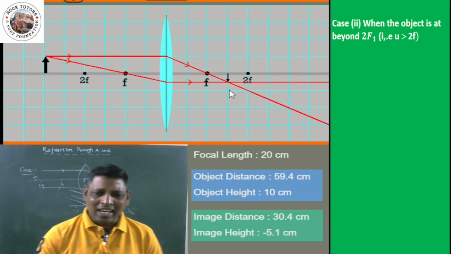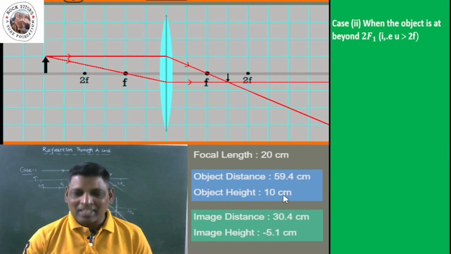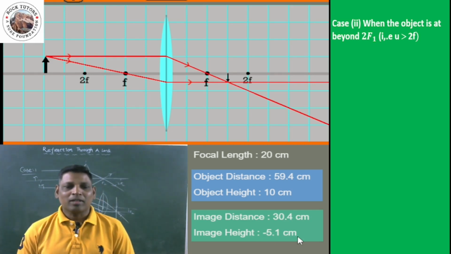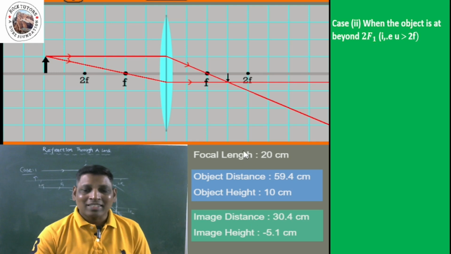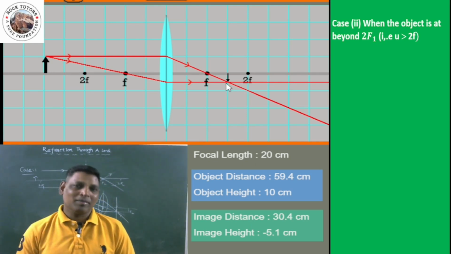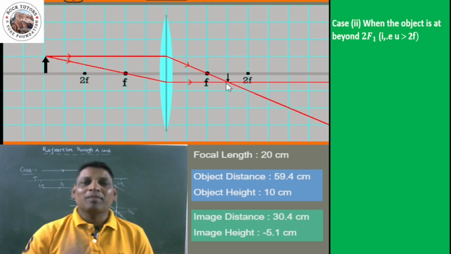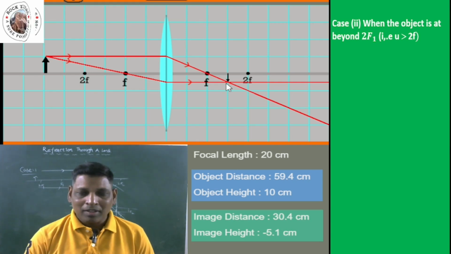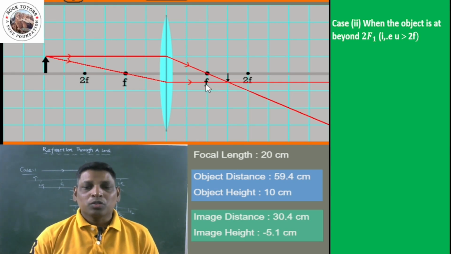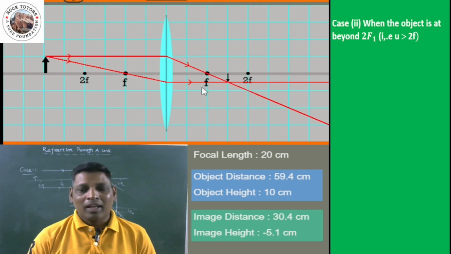Now here, the object height is 10 centimeters, and the image height is 5.1 centimeters. That means compared to the object, the size of the image is diminished; smaller means diminished. And the position of the image, where is it found? It is found between F2 and 2F2.